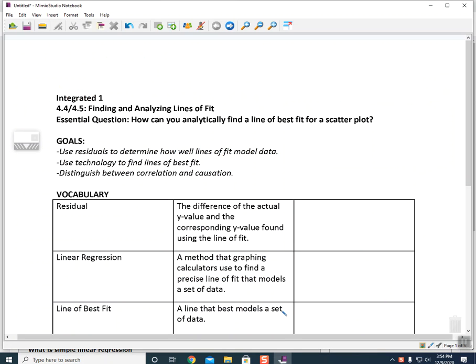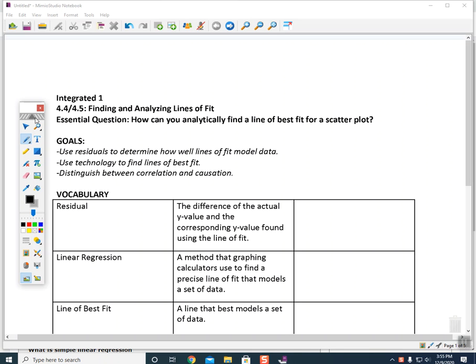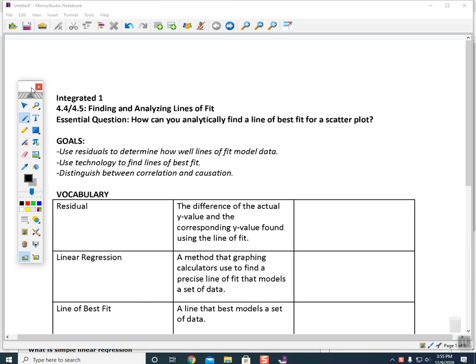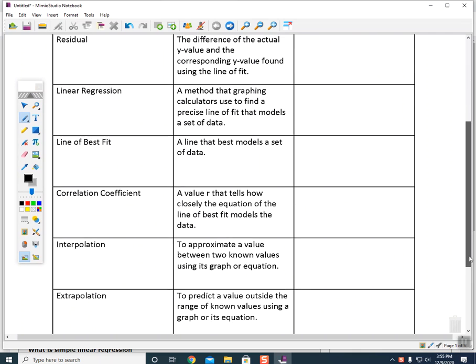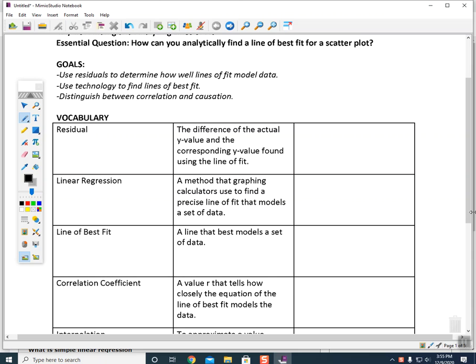All right, so we've been talking about, we did an activity on scatter plots and on lines of best fit, so we're going to dive a little bit deeper into that now. So 4.4 and 4.5 is when we're talking about finding lines of fit, then also analyzing what each of those means. So we have quite a few vocabulary words to go over.